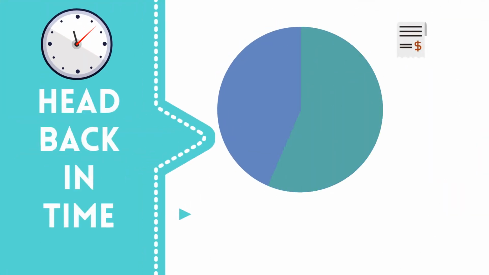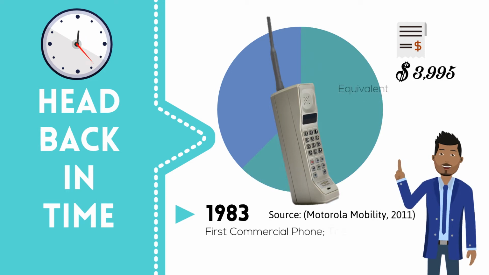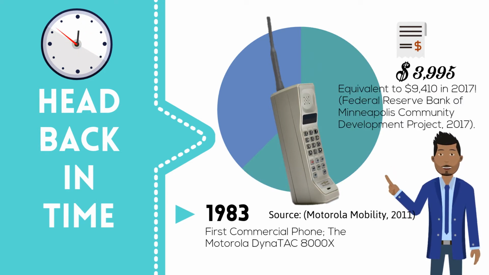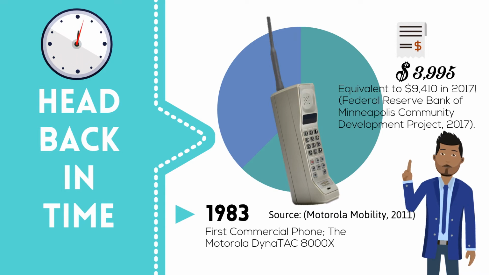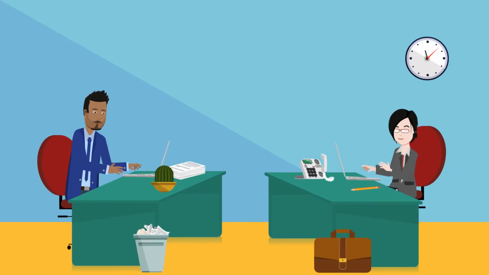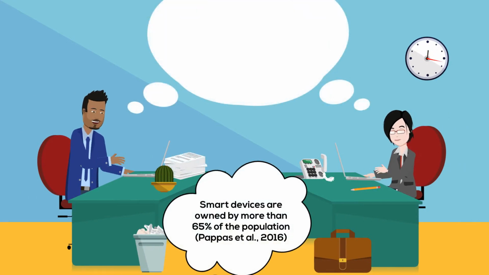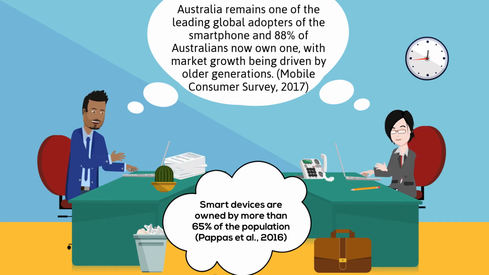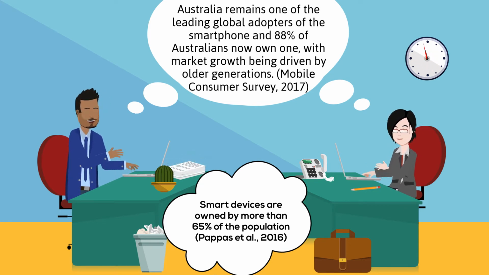Heading back in time to 1983, the Motorola Dynatac, being the first commercial phone, was selling at a taxing price of almost $4,000, which was equivalent to approximately $9,500 in 2017. A study in 2016 showed that more than 65% of the global population owned a smart device. However, Australia remains one of the leading global adopters of the smartphone, with 88% of Australians owning one.